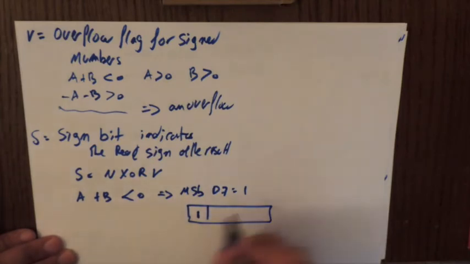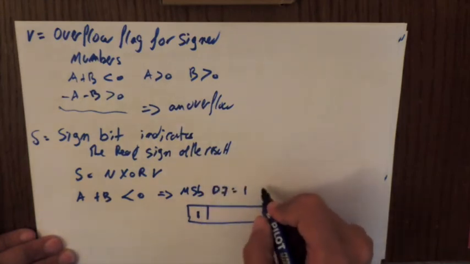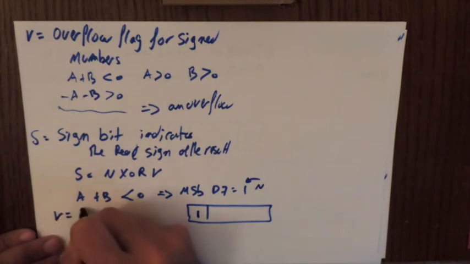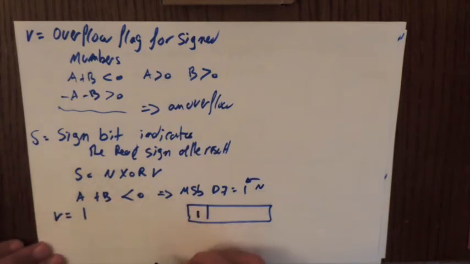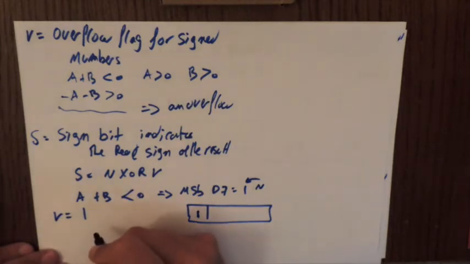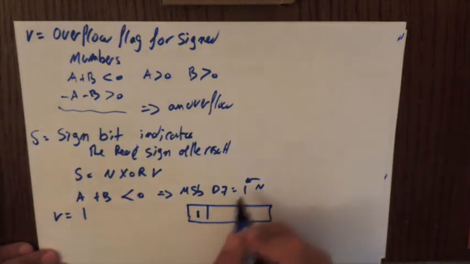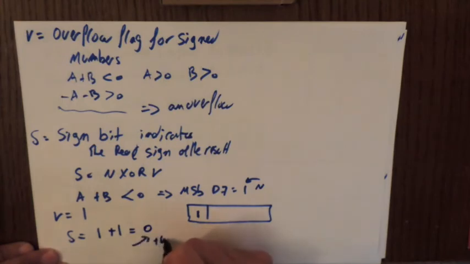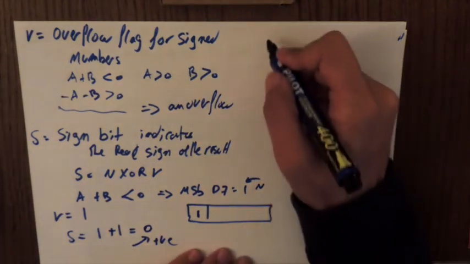are positive. So we also have, this is N. So we know for a fact that there is an overflow in this case. So V is equal to 1. Now, if I do an XOR between N and V, so the sign will be 1 XOR 1, it will give me a 0, which means that the number is positive. We'll demonstrate later with a real example.